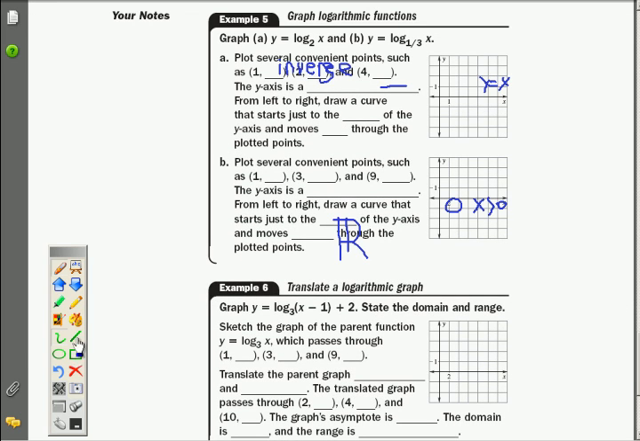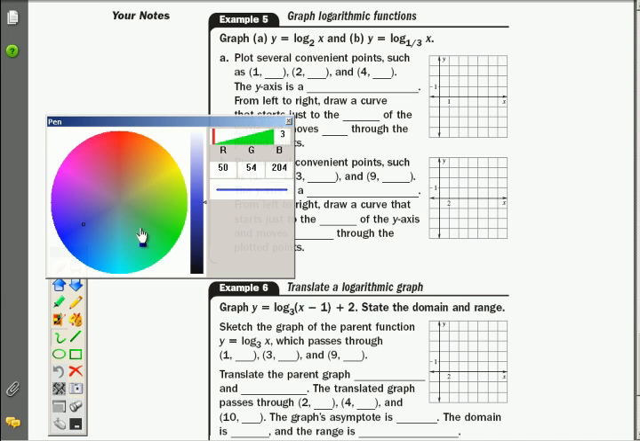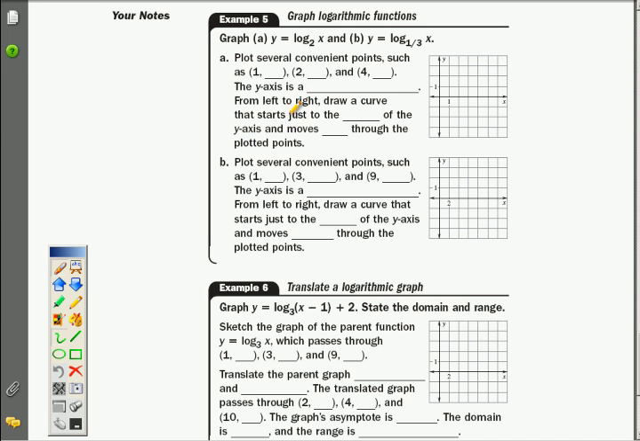Let's take a look at example 5 here. Change my color up a little bit, and maybe make my markers a little bit darker. See if that helps with my handwriting. So if I were to graph log base 2 of x, I don't have that function on my calculator, and later on I'll show you how to do that on your calculator. But to start, we're just going to try to plot some points and see where that goes.